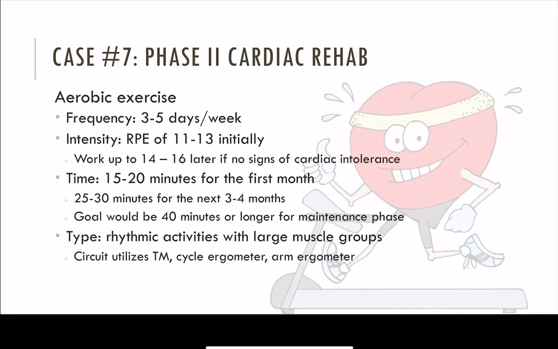So the exercise prescription in phase 2 cardiac rehab would include aerobic exercise for about 3 to 5 days per week. Initially, the RPE is typically around 11 to 13, and then the goal would be to work up to an RPE of 14 to 16 as they progress through phase 2, as long as they're not having any signs they're not tolerating the exercise. 15 to 20 minutes of continuous exercise for the first month, gradually increasing with the goal being 40 minutes or longer once they reach that maintenance phase.